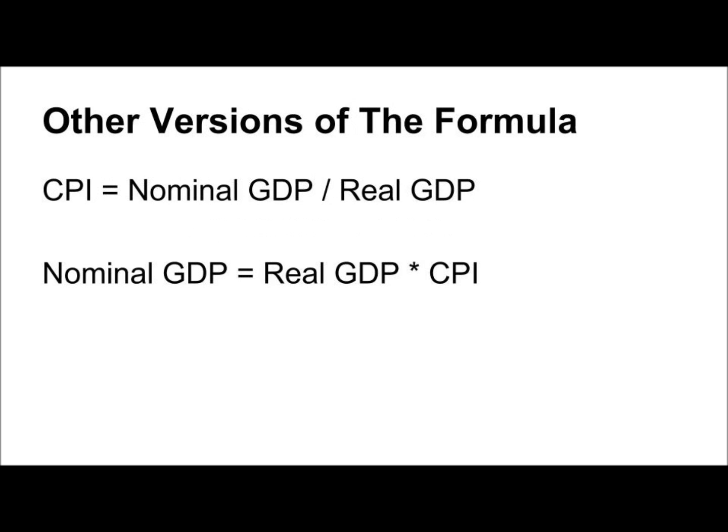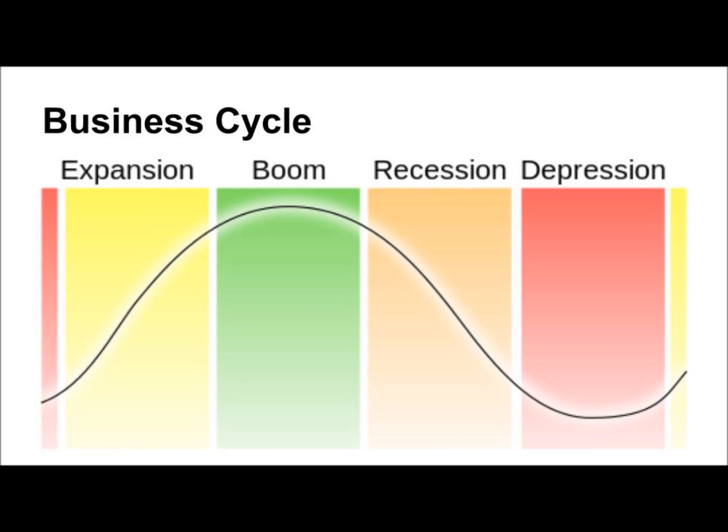This formula can be rearranged to find the other values. As shown here, CPI equals nominal GDP divided by real GDP, and nominal GDP equals real GDP times CPI. Next, we'll look at the business cycle.